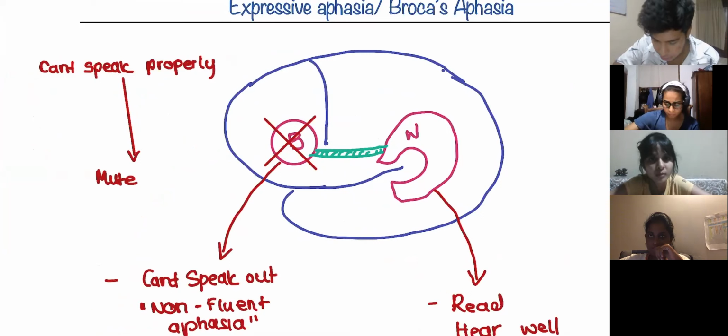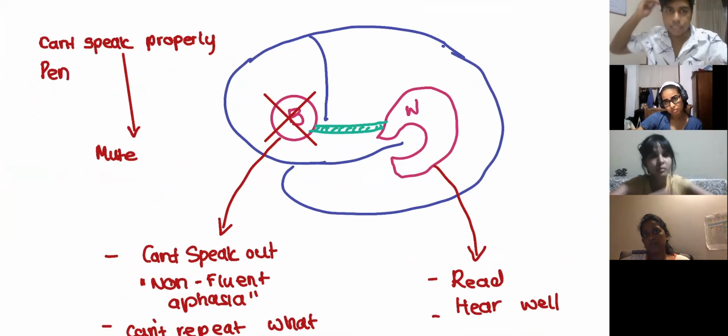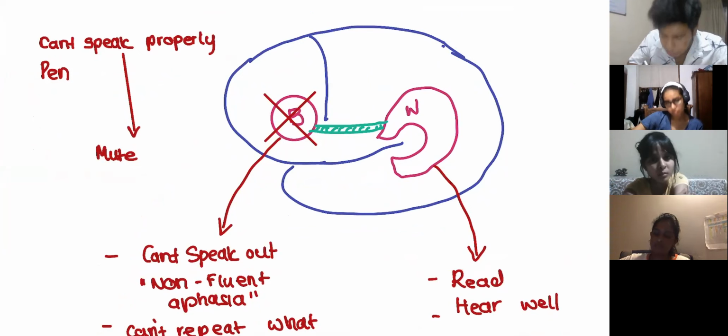Our brain, the higher centers, will say the word pen. And then the Broca's area must load the program. It must tell, this is how you move your muscles to say the word pen. Okay.